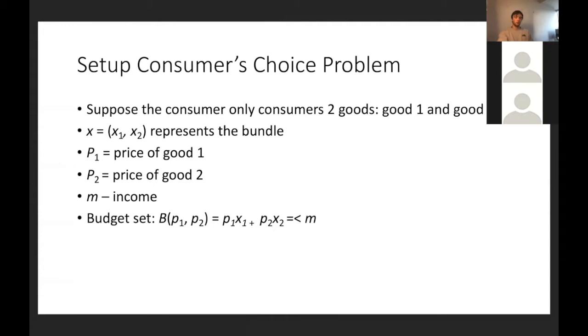So we'll run through it like that, with the budget set being the price of good one times good one plus the price of good two times good two, which has to be equal to the consumer's budget to actually be maximal, or the optimal choice. But of course, it can also be less than, so it just has to be within their affordable, feasible set.